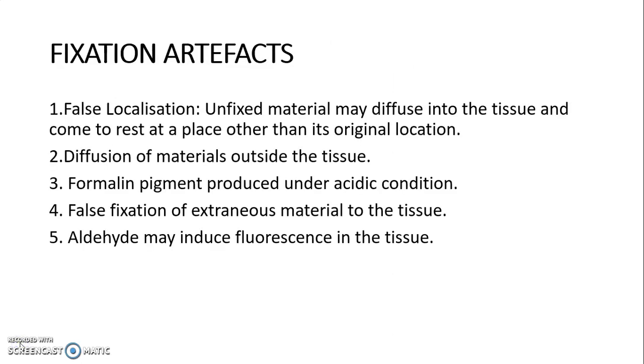Now there are some artifacts of fixation. Fixation may lead to false localization. The unfixed material may diffuse into the tissue and come to rest at a place other than its original location, leading to false localization. Diffusion of materials outside the tissue may occur. Formalin pigment is produced under acidic condition. False fixation of extraneous material to the tissue. And the aldehyde may induce fluorescence in the tissue.